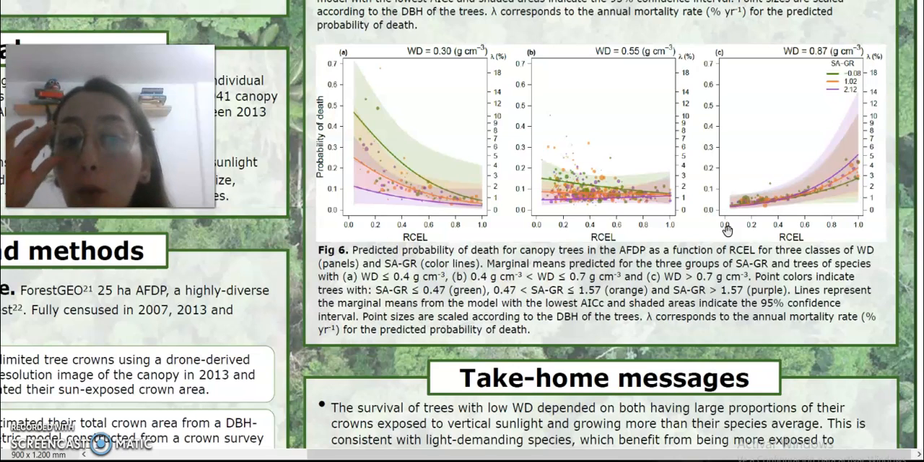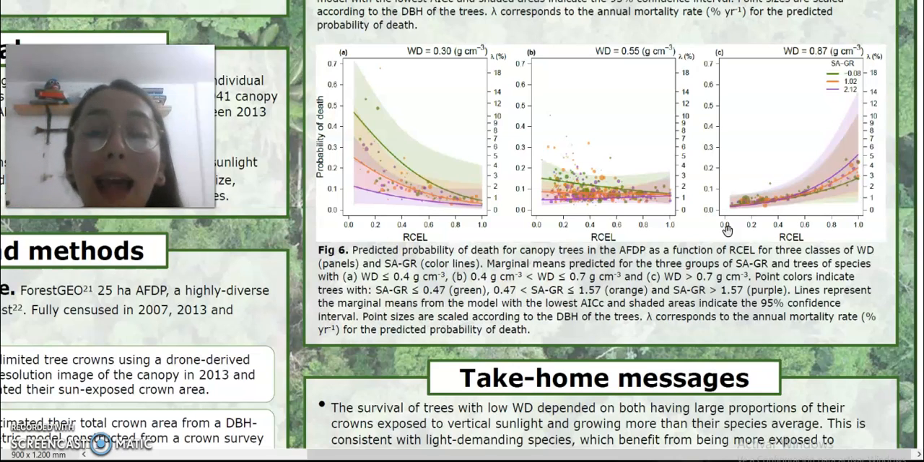And we propose that the increase in the probability of death as light increases was probably caused by an abrupt increase in light, which probably caused leaf stress and photoinhibition, plus an abrupt increase in evaporative demands. And these changes are typical with gap openings.